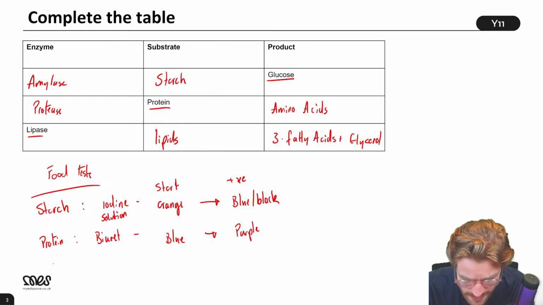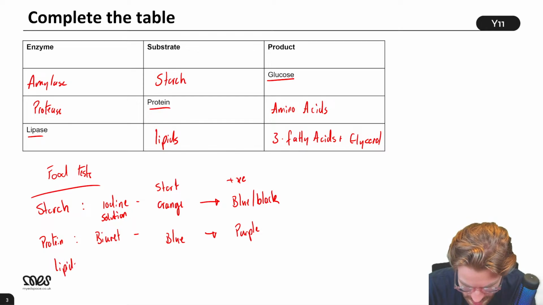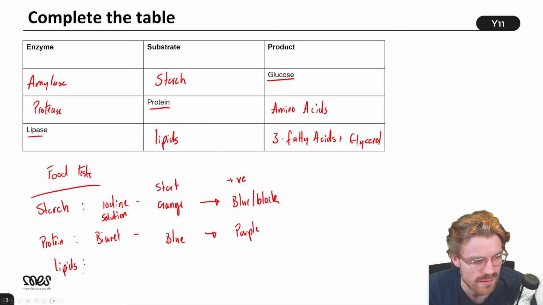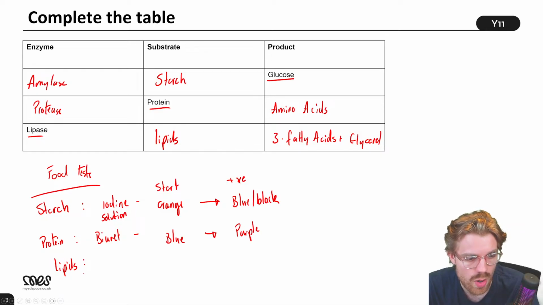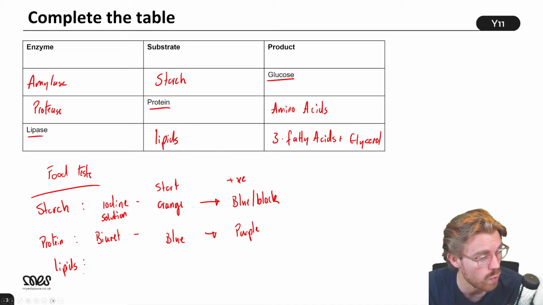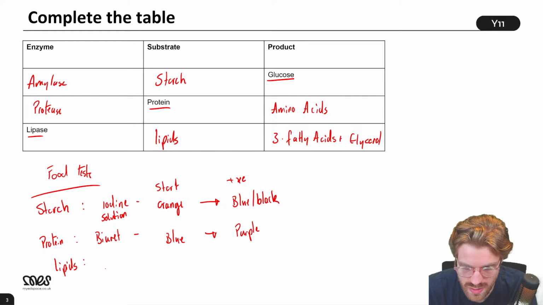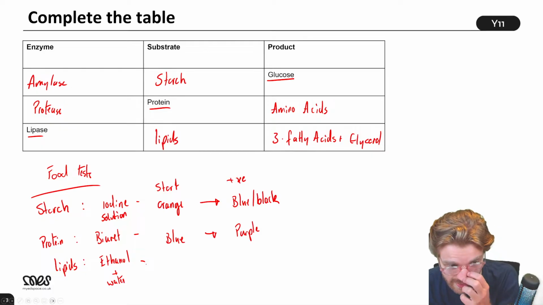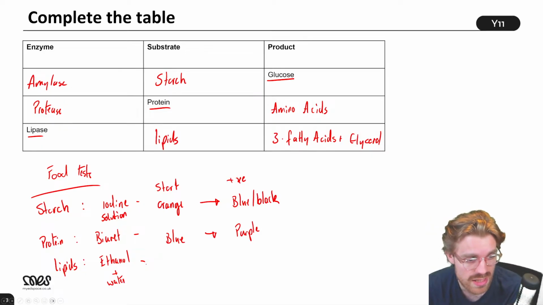All right, let's go lipids next. Now, I reckon there's going to be a little bit of variation here. What would we say for lipids? Nicholas comes in with the ethanol. Kay saying ethanol and water. Very good. So ethanol plus water. Fantastic.